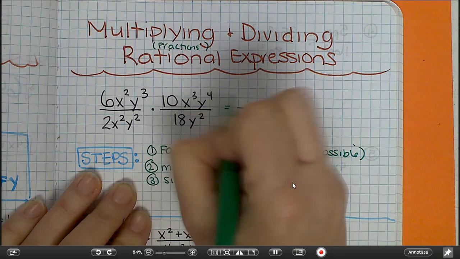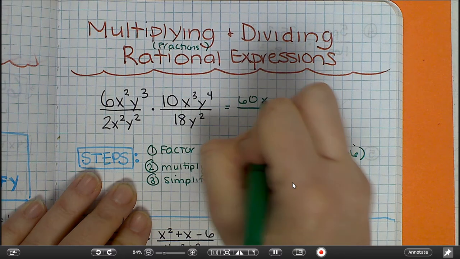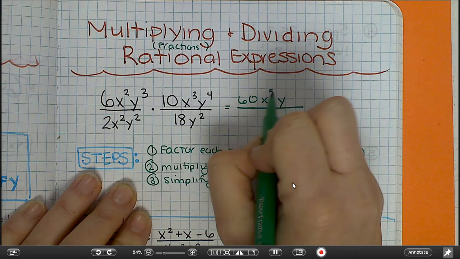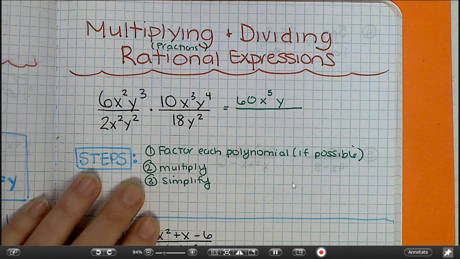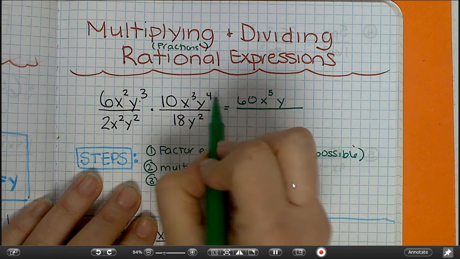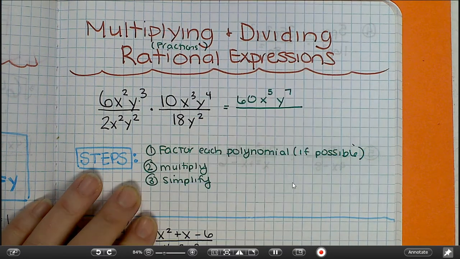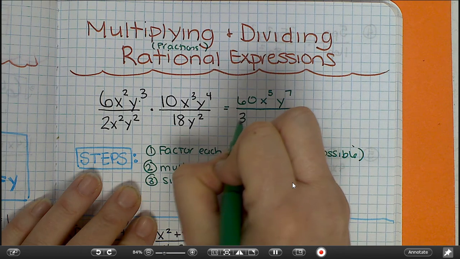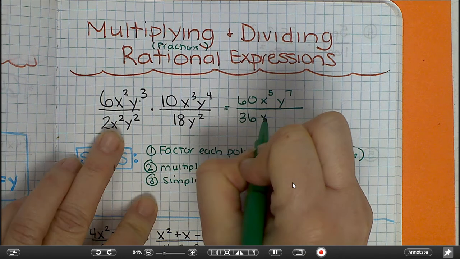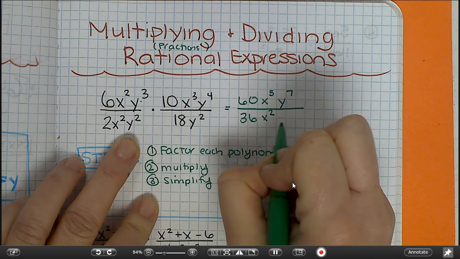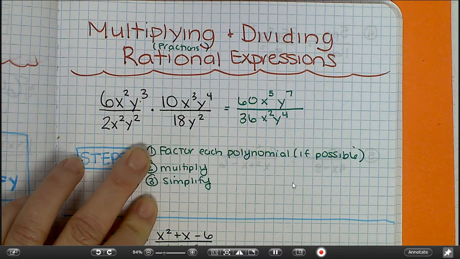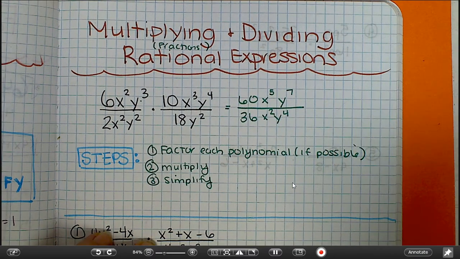6 times 10 is 60. We have x and y. 2 x's, 3 x's, when we multiply, we add. So we have 5. We have 3 and 4, so 7 for y. Same in the denominator. 2 times 18 is 36. x squared, because there's no more here, and y to the 4th, because we have 2 and 2. So we multiply. Now we'll simplify.